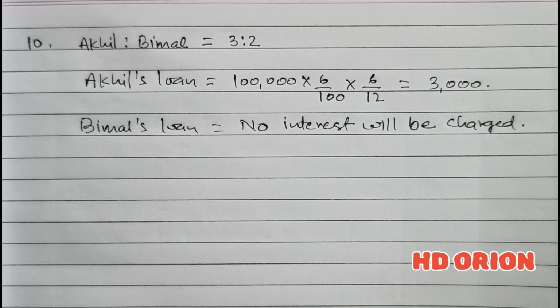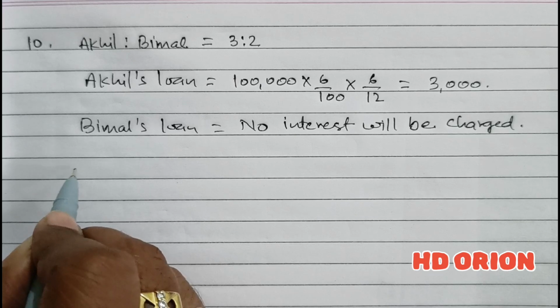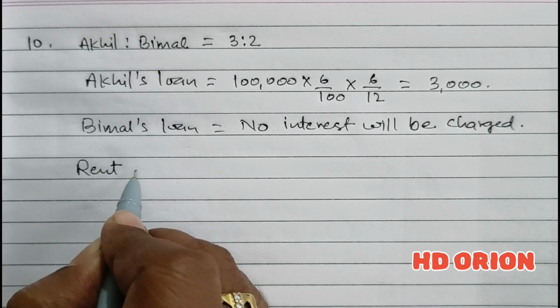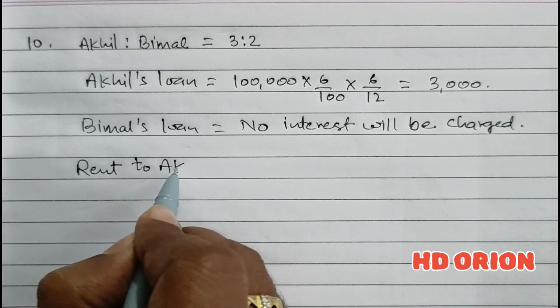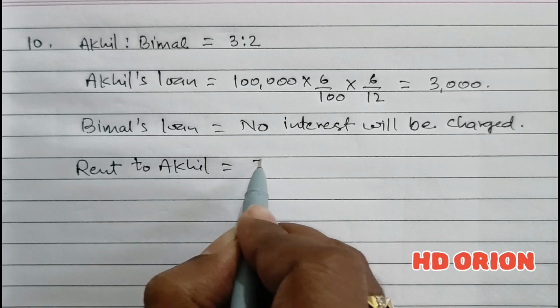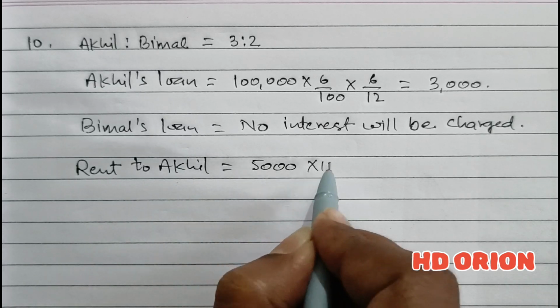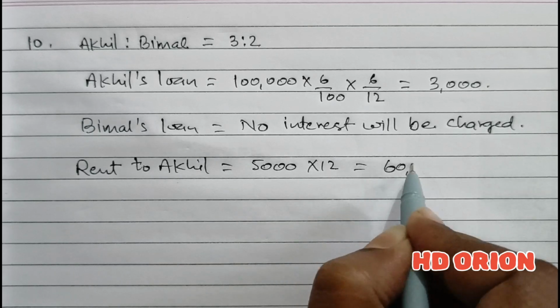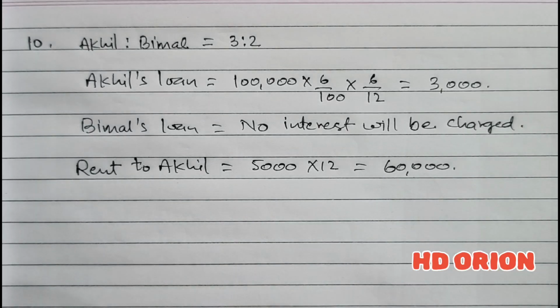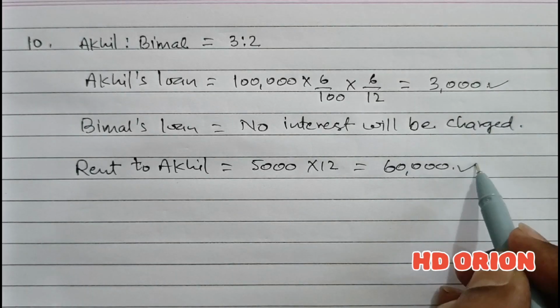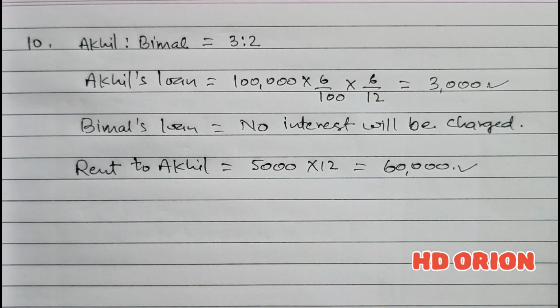Now, one more thing is there. Akhil had also given his personal property for the firm's godown at a monthly rent of rupees 5,000. This is also a charge against profit. So, monthly rent to Akhil. How much? 5,000 rupees per month. So there are 12 months in a year. So rupees 60,000 will also be charged as an expense by the firm. So this amount and this amount both are expenses for the firm.